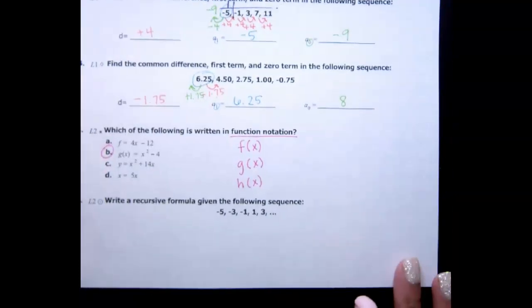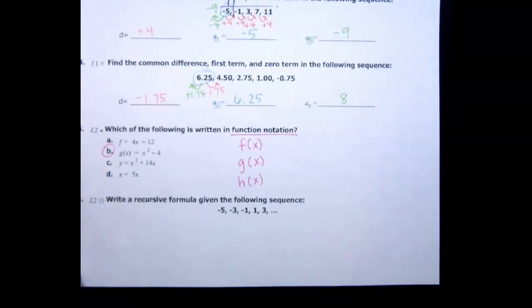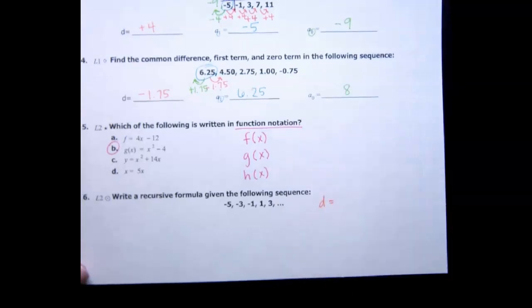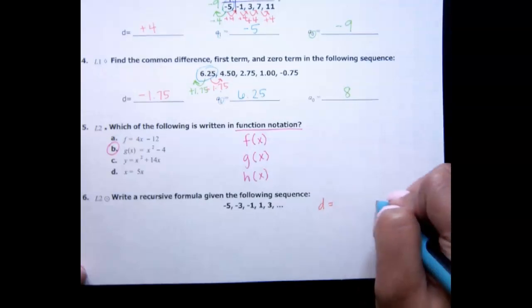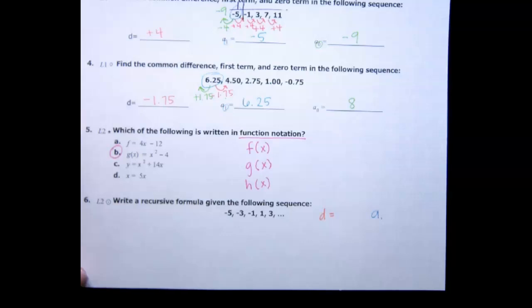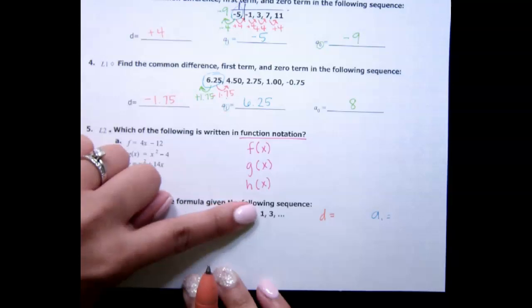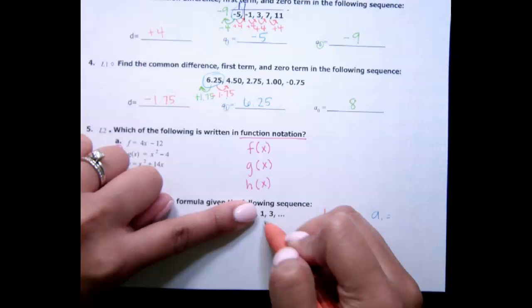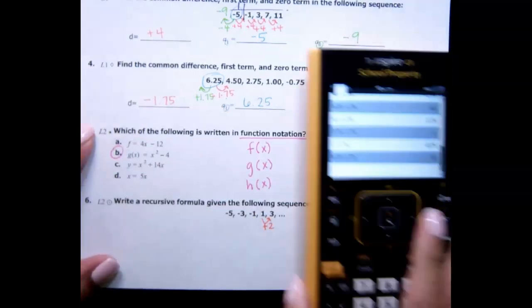Number 6, write a recursive formula given the following sequence. For the recursive formula, you need 2 things. We need the common difference, and we need to be able to identify the first term, and that's it. You're going to have to remember the actual formula for the sequence for the test, but I'll write it here in a second. So the common difference, again, negative, negative, negative. If the negatives confuse you and you have positives, then use the positives and then go back and check. To get from 1 to 3 is plus 2. Well, let me make sure that actually works.